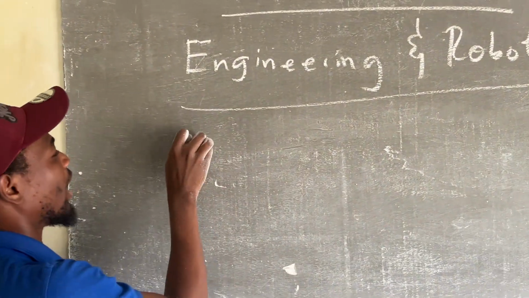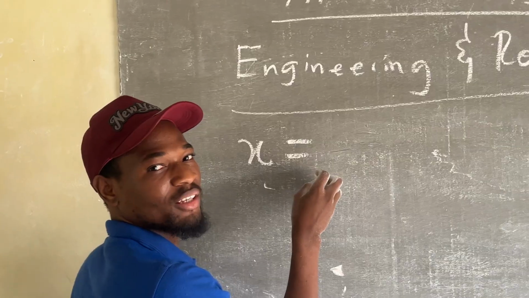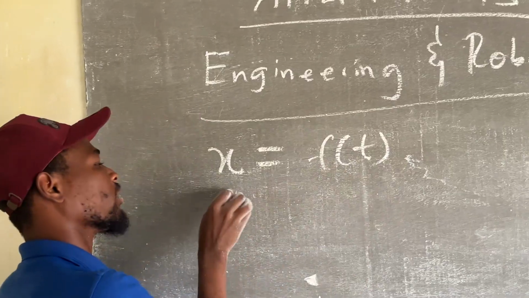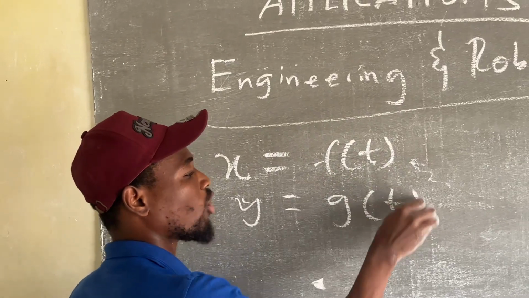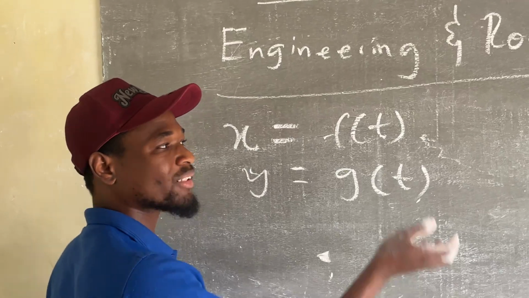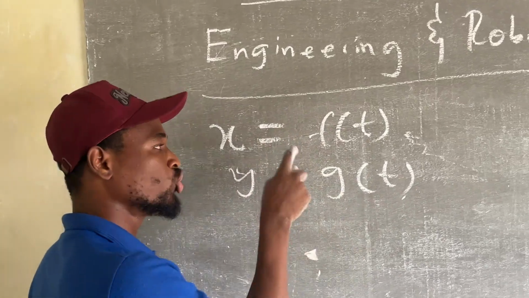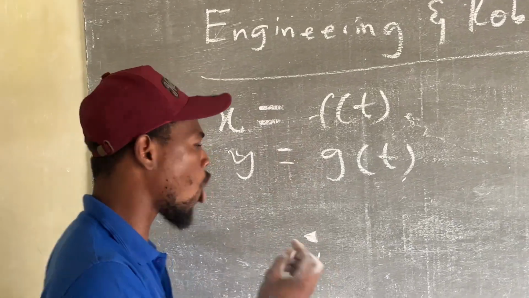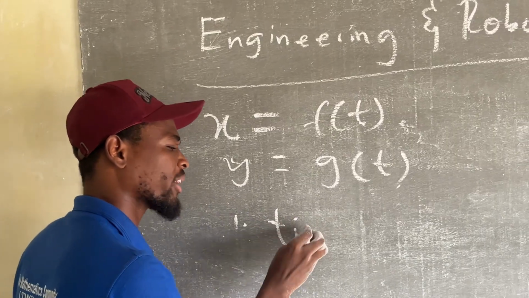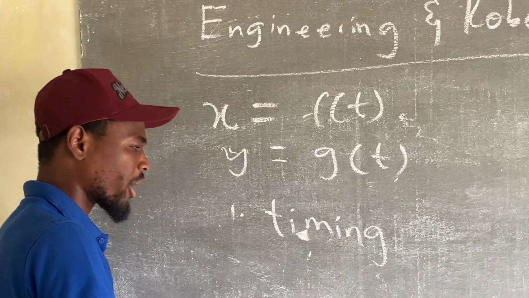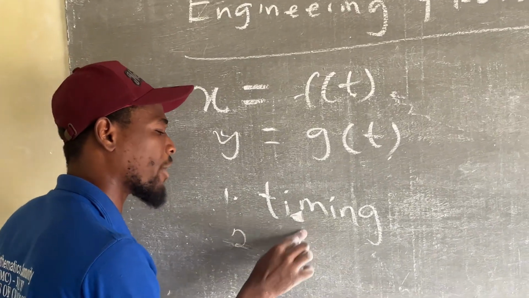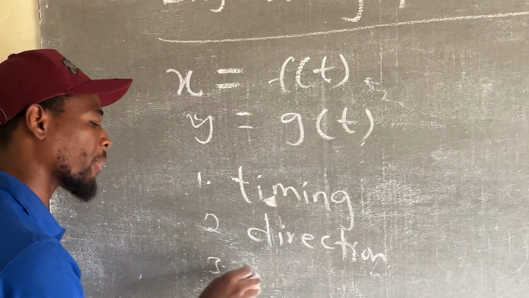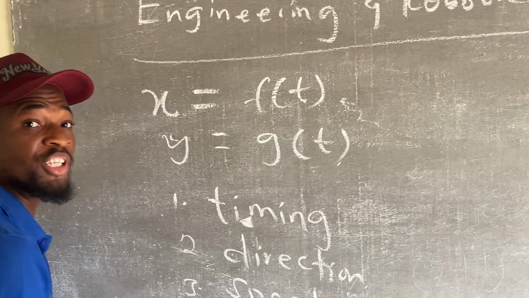So we have x as a function of t, let's say f of t, then y is equal to, let's say, g of t. So you can model the robotic arm from one point to another using this parametric equation. This helps us to control the timing. It also helps us to control the direction. It also helps us to control the speed.